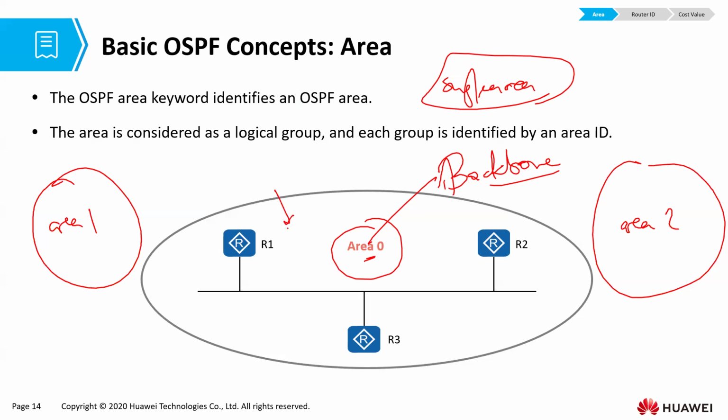If the area has 1,000 routers, what it means is those 1,000 routers will have to be synchronized. LSAs will be sent, 1,000 times LSAs will be sent to every other router, so that they are synchronized and have the same LSDB. That's a lot of processing. That is called flooding of LSAs. That is a lot.